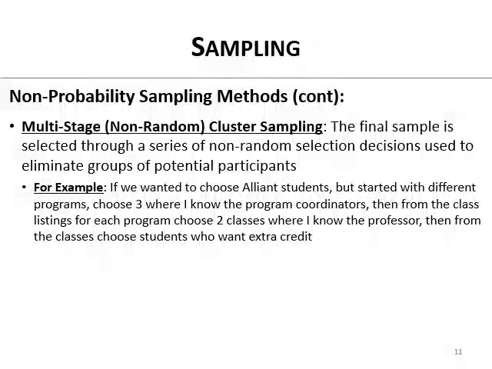And then from the classes, I say, hey, who wants extra credit? And I choose students who want extra credit to be in my study. So there's multiple stages to arrive at that final sample, but it's not done in a way that is random, right? I'm just picking things conveniently in this case.